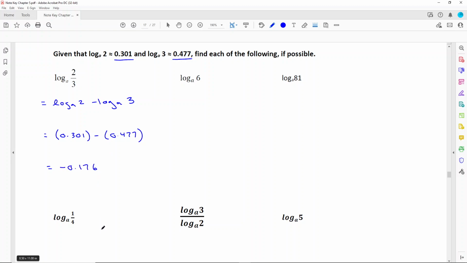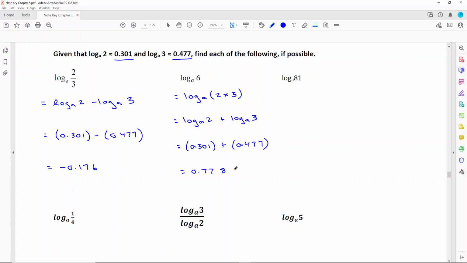All right, what about the next one? This one's not as obvious. It doesn't have the 2's and 3's in there. You're expected to recognize, ooh, 6 is 2 times 3. So this would be log to the base a of 2 times 3. Now I have the log of a product, so I can write it as the sum of two logarithms. This would be log to the base a of 2 plus log to the base a of 3. Then I can replace. Log to the base a of 2 is 0.301, and log to the base a of 3 is 0.477. And if I add those together, I get 0.778.